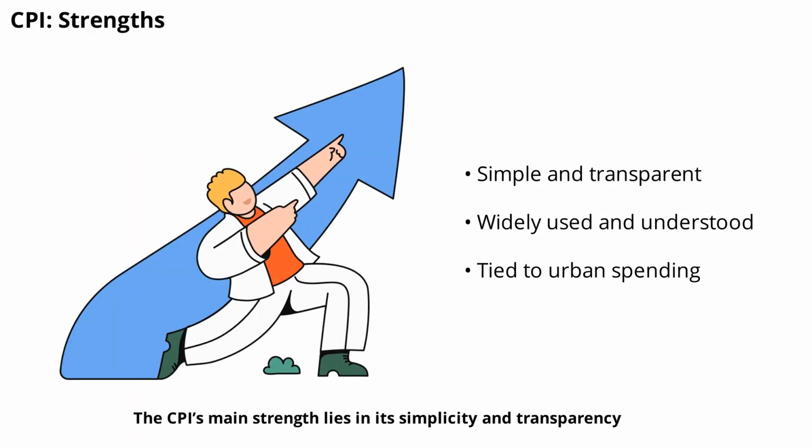decision-making process. CPI's main strength lies in its simplicity and transparency. Because it uses a fixed basket, it's easy to understand and track over time. The methodology is well established and the data is widely available. CPI is also directly tied to the spending patterns of urban consumers, making it a reliable measure for most people. These strengths make CPI a popular choice for cost of living adjustments and public communication about inflation.